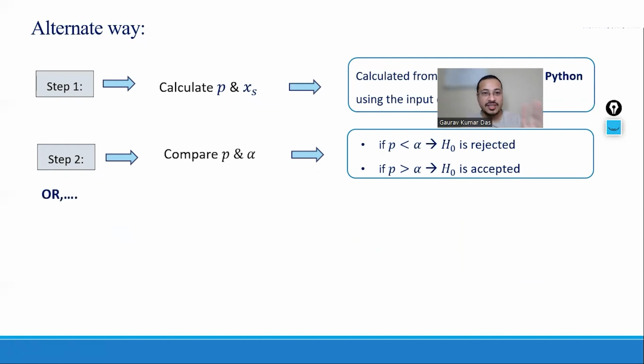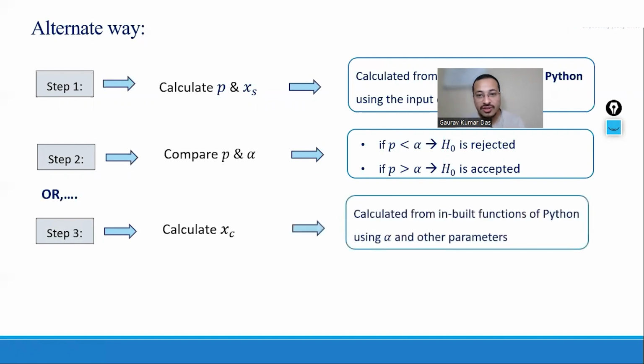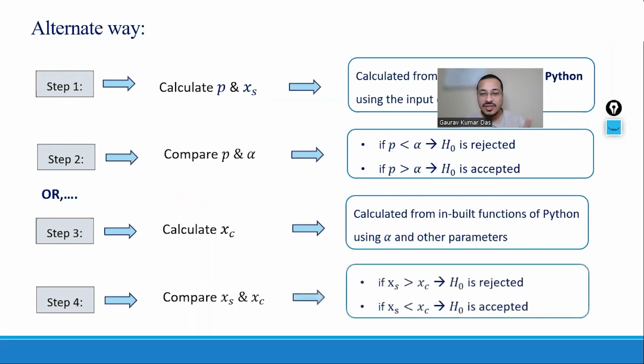So this is the way I follow. This method is the easiest way. Or there is one more method where you can calculate the critical value also. The critical value which we used to calculate the non-Pythonic way was from the table. But here also we have inbuilt functions inside Python which can help us calculate the critical value of x, or the random variable, using alpha or some other parameters. And then once we have the xc, the final step, of course, is to compare the statistic with the critical value. So this condition we have already seen in the previous slide.